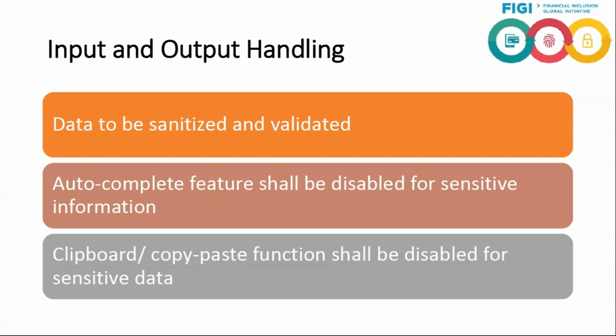Then input and output data handling. Data has to be sanitized and validated, if it's talking to some databases at the back end, to avoid SQL injection. As for the autocomplete feature, we are also requiring the app owners to disable autocomplete for sensitive information. You have to enter your credit card number or your beneficiary account number every time. You do not just copy and paste those.